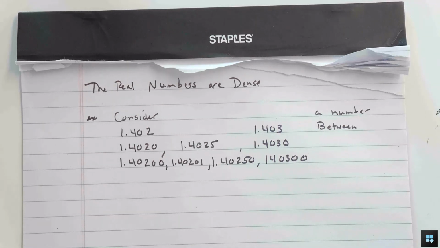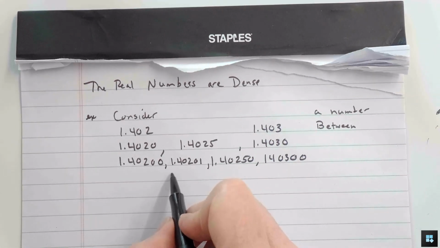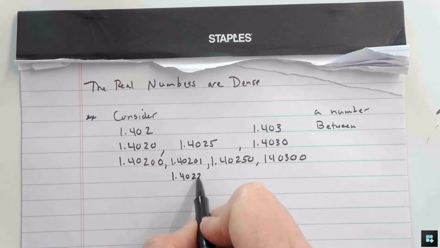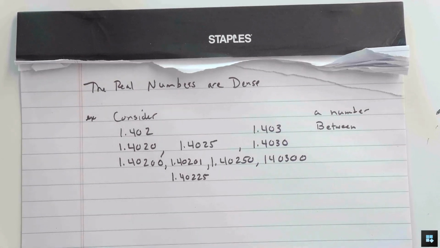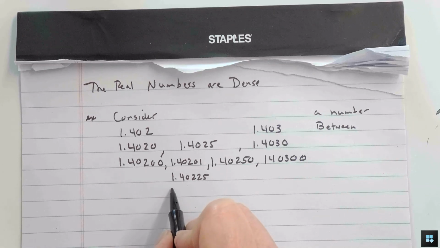Okay, so why is that 201 instead of 225? That's another example. Got it. So that's another example, 1.40225, that falls in between those. So you're right, every one of us could come up with a number that's a rational number, and we could come up with an irrational number in between these. So here's an irrational number.